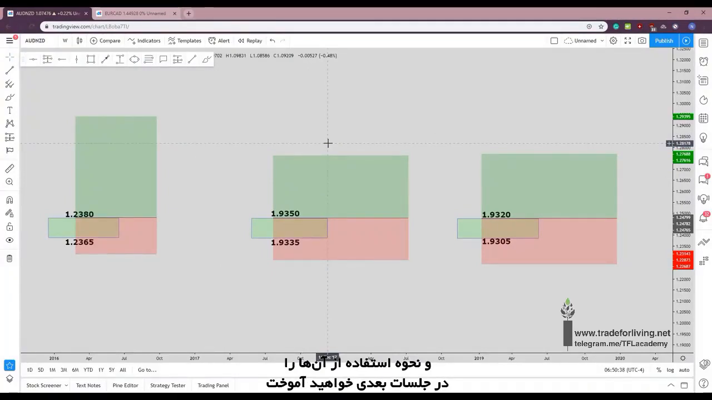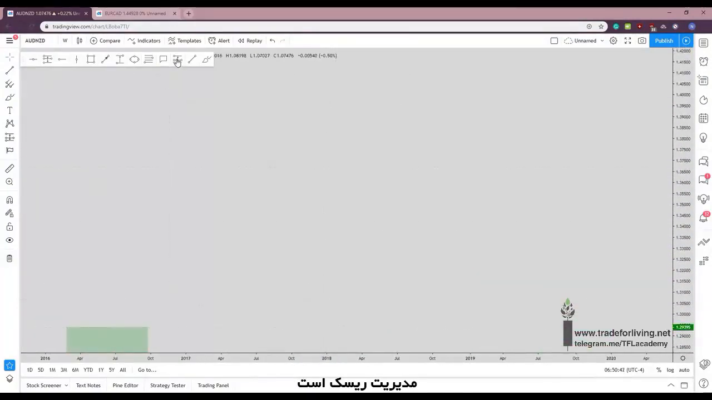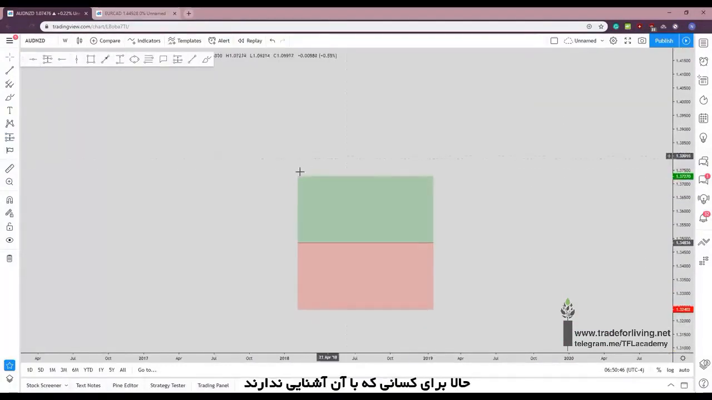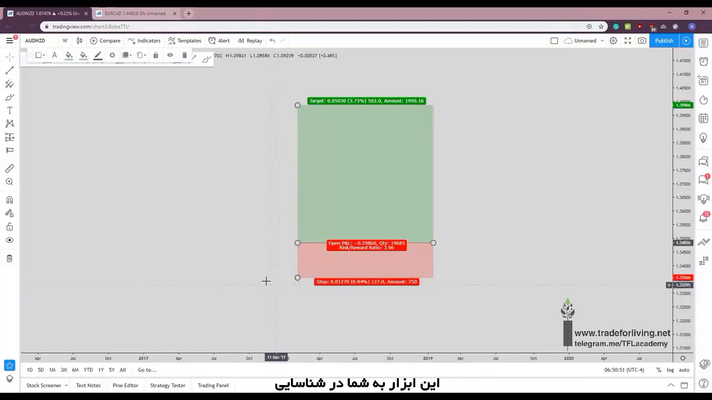Now, one thing I want to speak about is risk management, because we just took for the first time the risk to reward tool. For those that don't know what this tool is, basically it helps you identify what is the risk to reward on your trade, and it also tells you how many pips your stop loss is. And you need to use this basically to calculate your risk per trade.